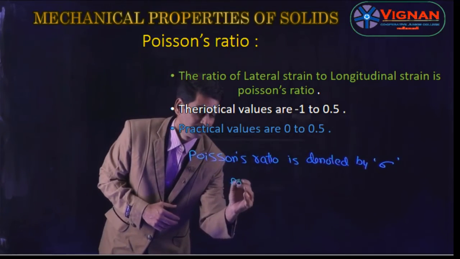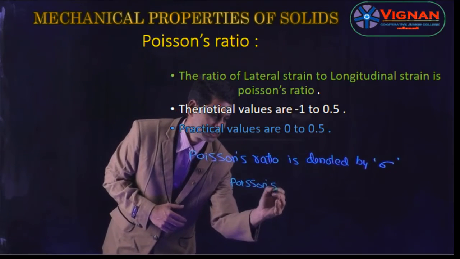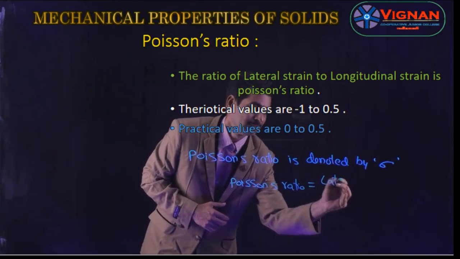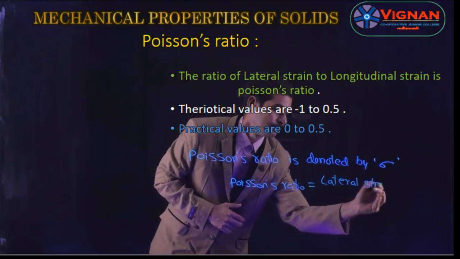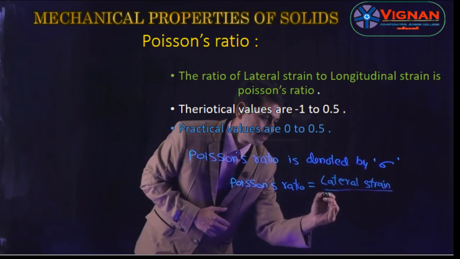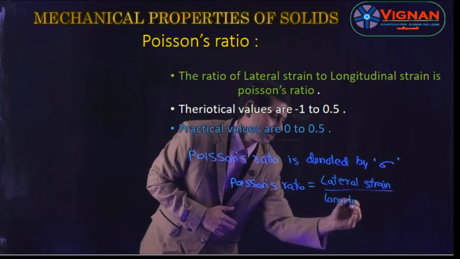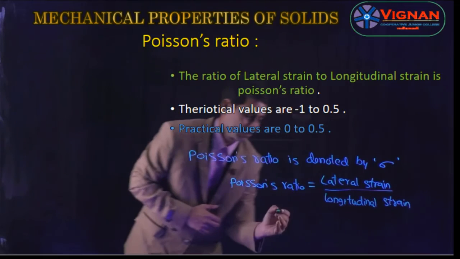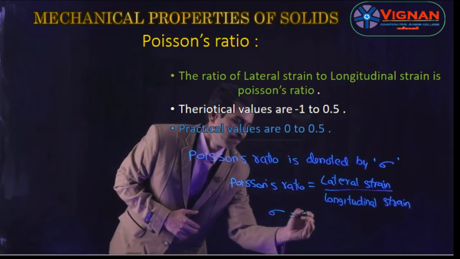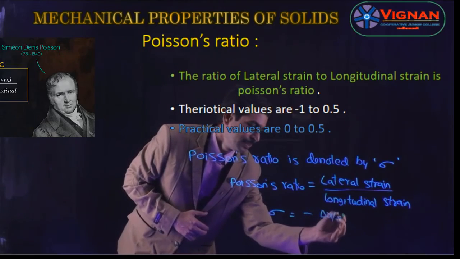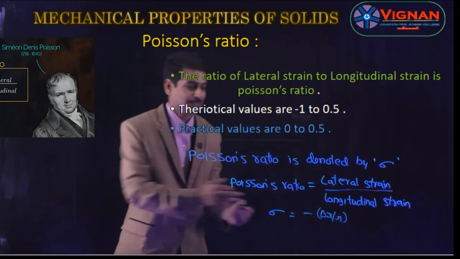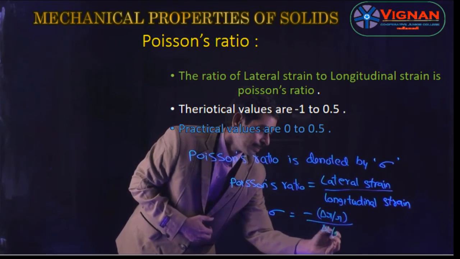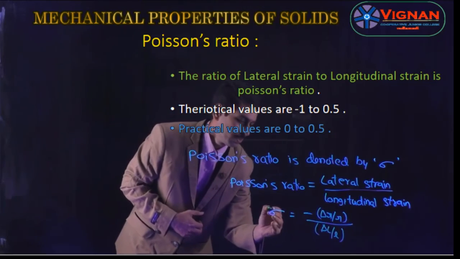The expression or the formula of Poisson's ratio is the ratio of lateral strain to longitudinal strain. So lateral strain by longitudinal strain is called as the Poisson's ratio, denoted by sigma. Sigma is equal to minus. Why minus? Because the radius of the wire or the diameter of the wire decreases. That's why we're getting minus, divided by longitudinal strain, which is nothing but delta L by L. So this is the expression for Poisson's ratio sigma.